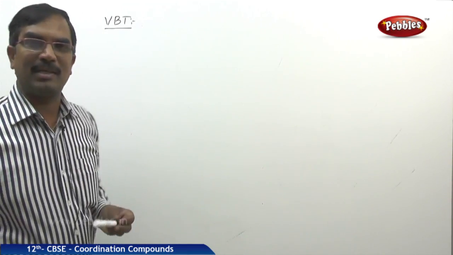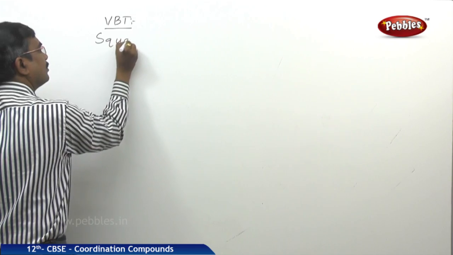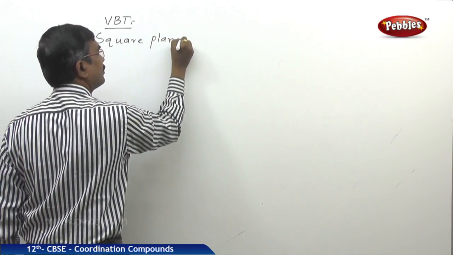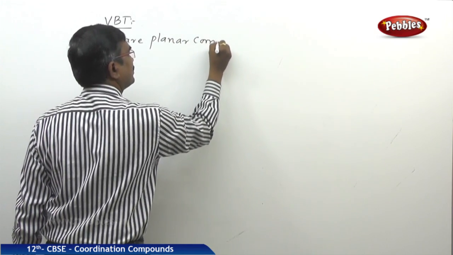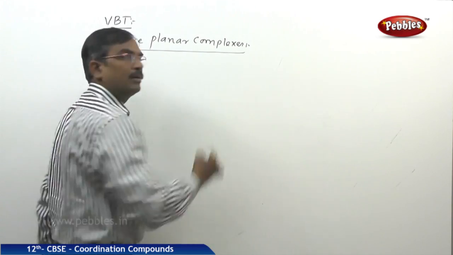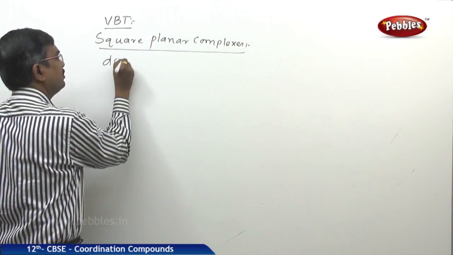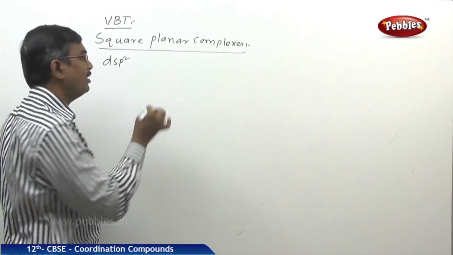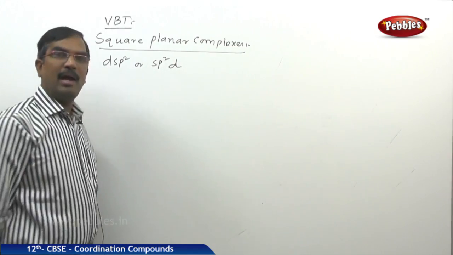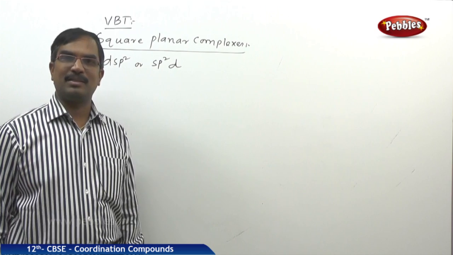Square planar complexes. In these complexes, there will generally be dsp2 or sp2d hybridization observed.